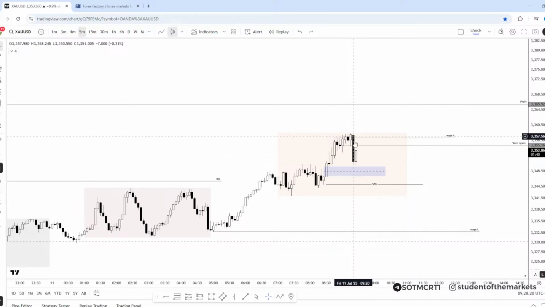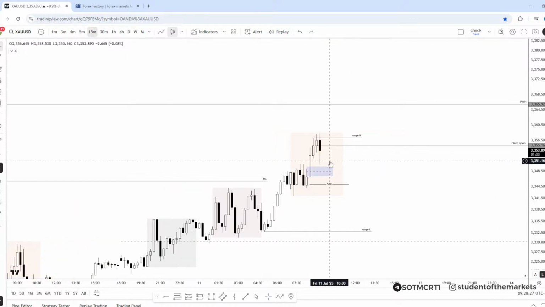Now if price just continues pushing up, then it is what it is, and then maybe I can look for something to the downside later on. But at this point, it's kind of hard.